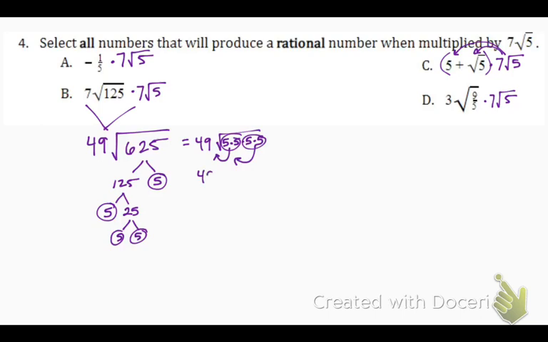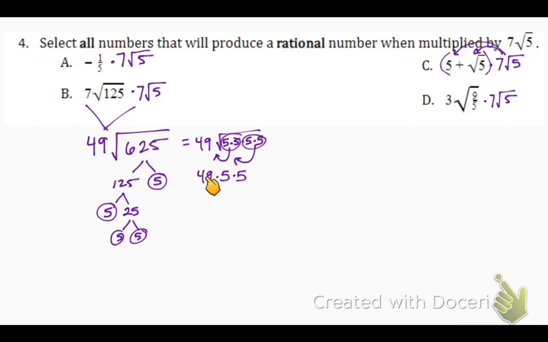So we have 49 times that first group of 5s. When you take the square root of that, you get 5. And then that second group of 5s, there's another 5. Again, I don't really care what 49 times 5 is. I just care that I was able to completely simplify the radical, and now there are no more radicals left.